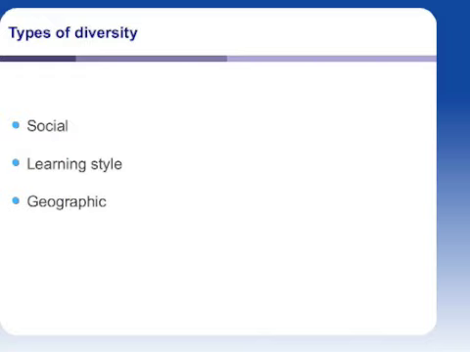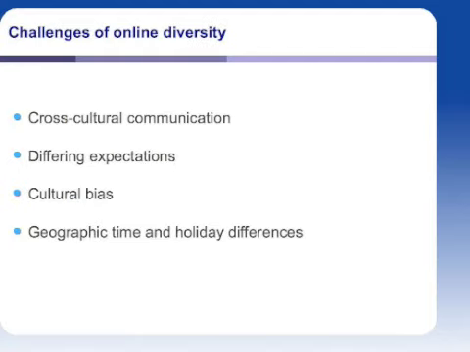Finally, even if two learners were perfectly identical twins, if they lived far enough away from one another, they would experience geographical diversity, meaning that they might live in different time zones or in countries that celebrate different religious and national holidays. This can have a huge effect on scheduling online interactions. There are some potential challenges that may arise in diverse online communities.